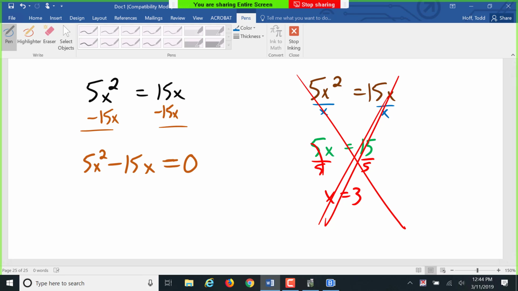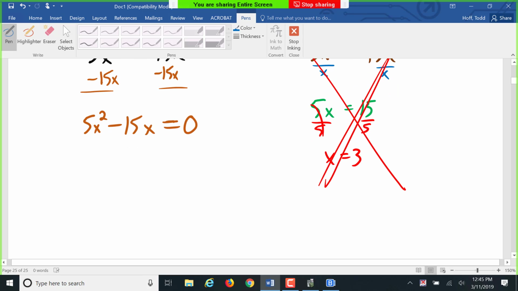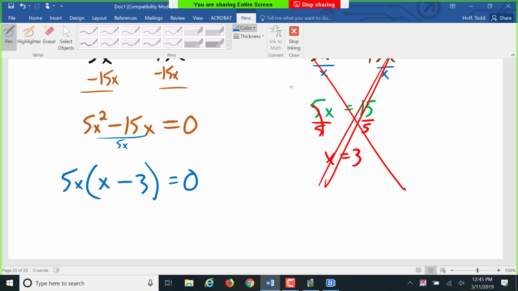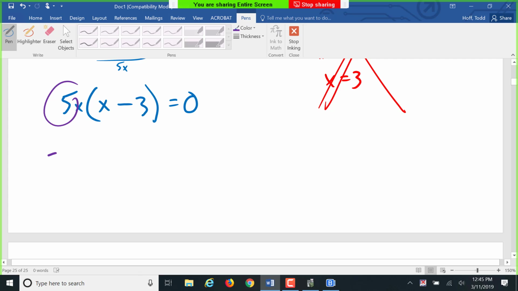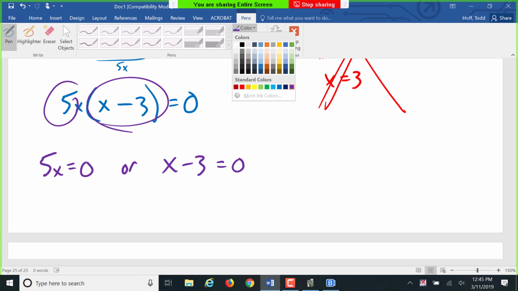Now that it's equal to 0, what's our next move? Yeah, we can factor out a greatest common factor of 5x. If I divide out that 5x, what is left? X minus 3 equals 0. Now we can see that there are two possible solutions. Either 5x equals 0 or x minus 3 equals 0. And we can solve either one of them.